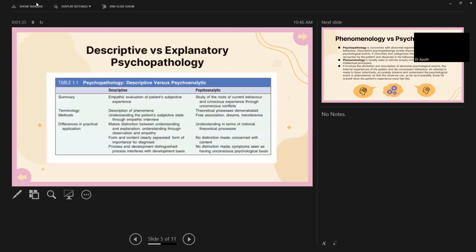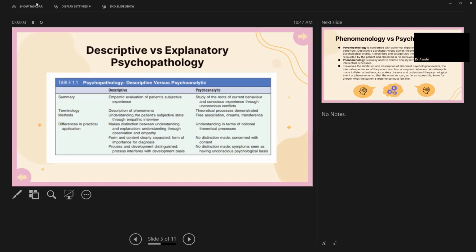Descriptive versus explanatory psychopathology. Descriptive psychopathology is empathetic evaluation of patients' subjective experiences. It is description of a phenomenon, understanding the patient's subjective state through an empathetic interview. It makes distinctions between understanding and explanation: understanding through observation and empathy. Form and content are clearly separated. Form is of importance for diagnosis and distinguishes process from developmental.